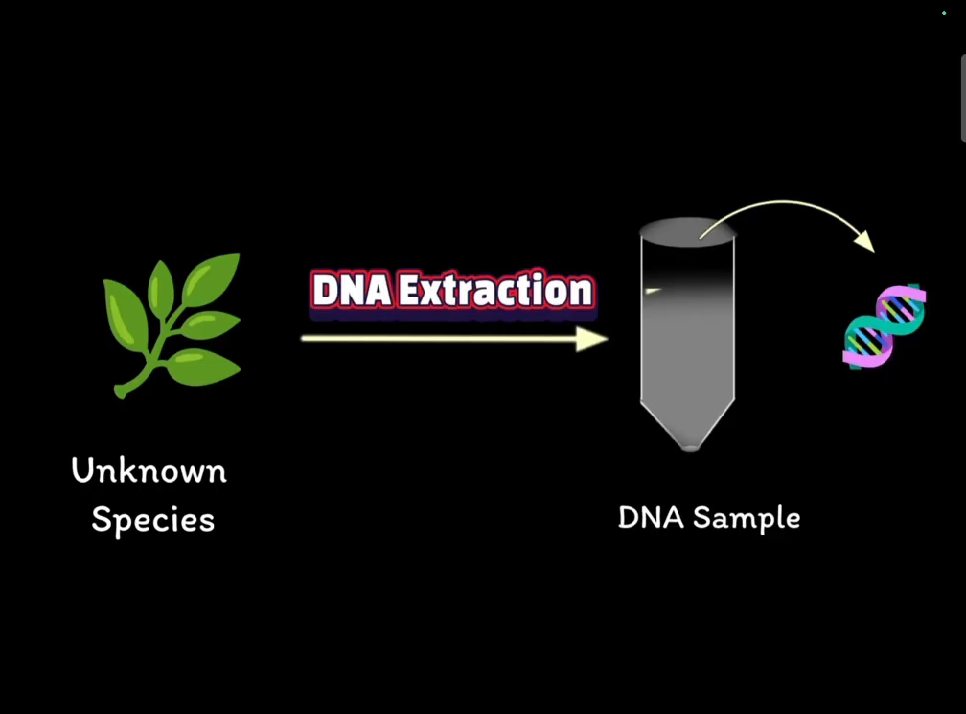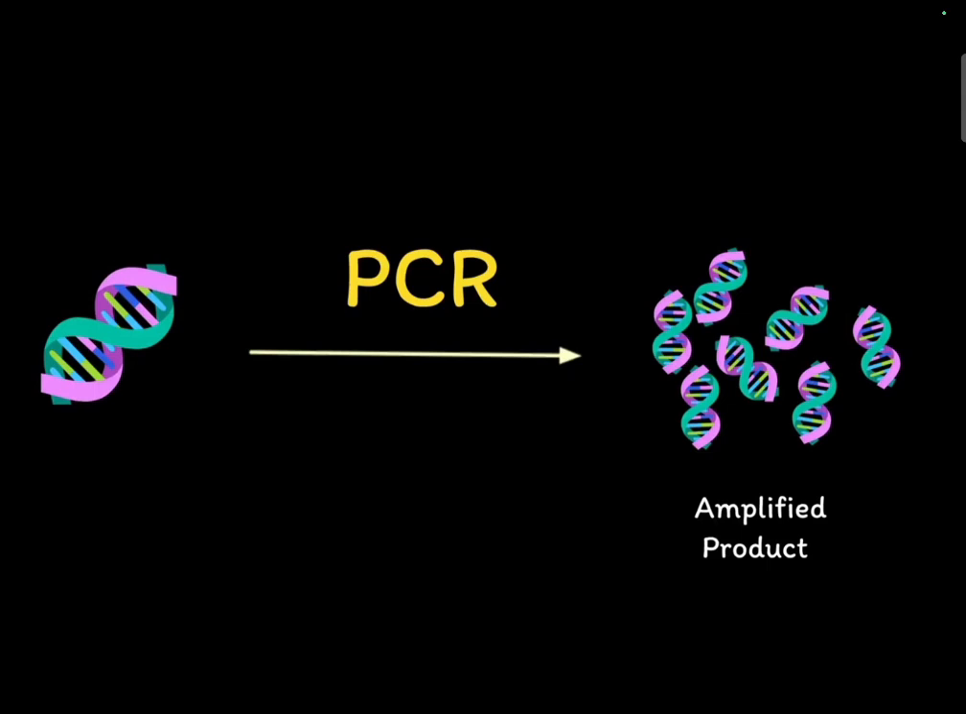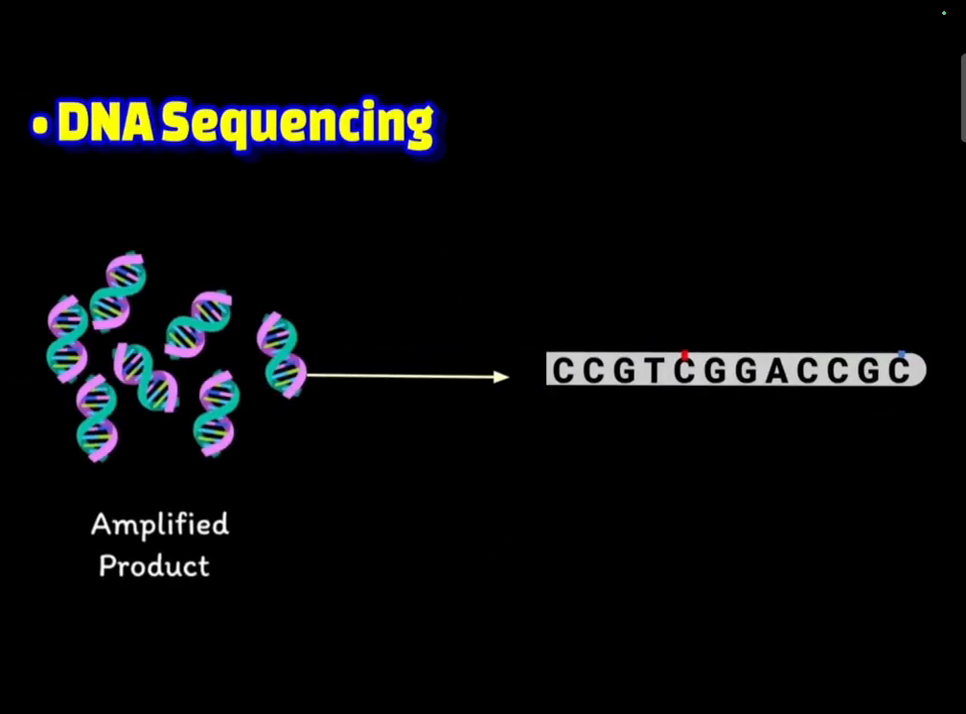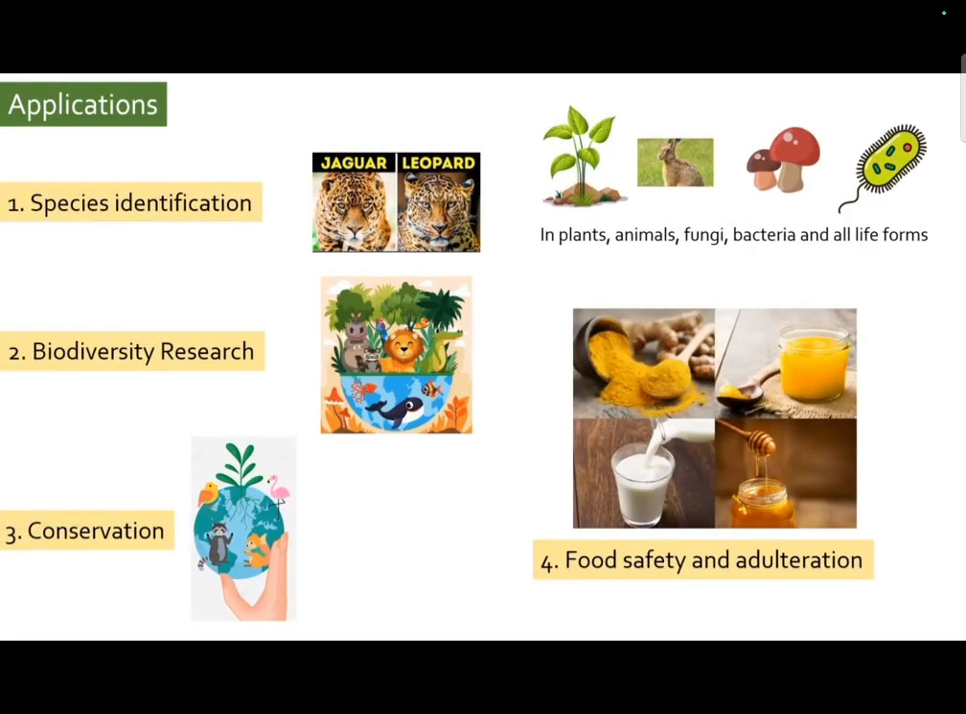First, a small sample of the tissue of the species which is to be identified is taken. Then the DNA is extracted from the tissue. Then the specific target region is amplified using PCR technique. The amplified region is then sequenced. So sequencing basically means reading the nucleotide sequence present in the amplified region. Then the nucleotide sequence is compared to a reference library of DNA barcodes. If it matches with the reference barcode of a particular species, then the species is identified.